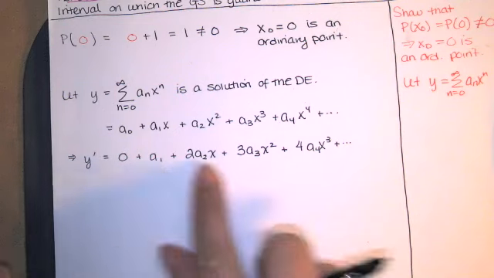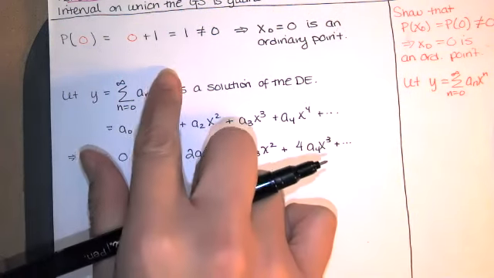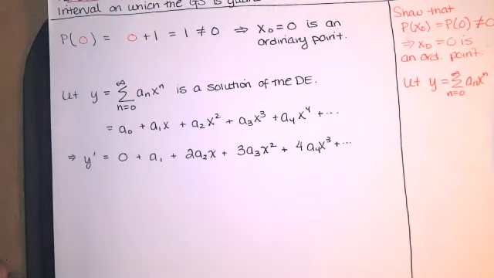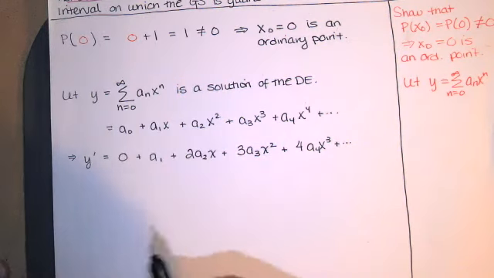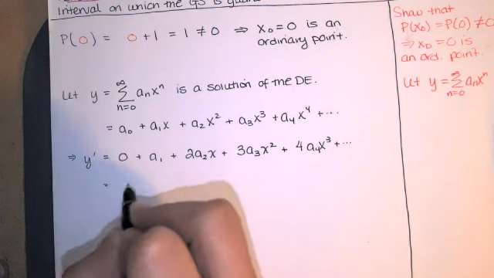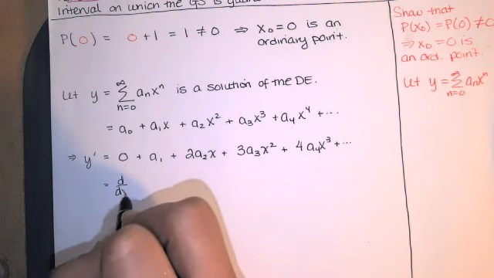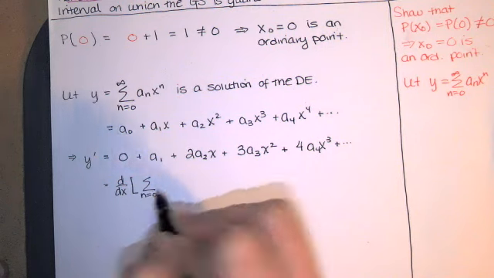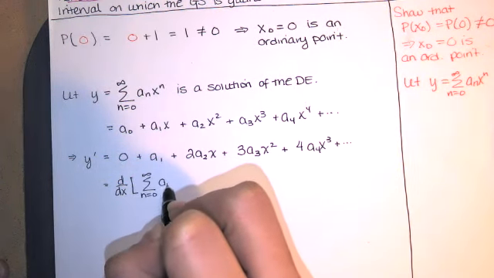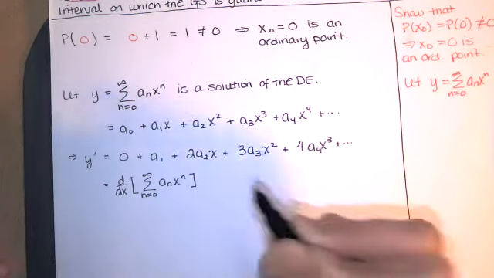So rather than doing this, we're just going to take the derivative of every single term at the same time by taking the derivative of the expression that looks like that. Now, this is the derivative of this sum. And remember, you are taking the derivative with respect to x.